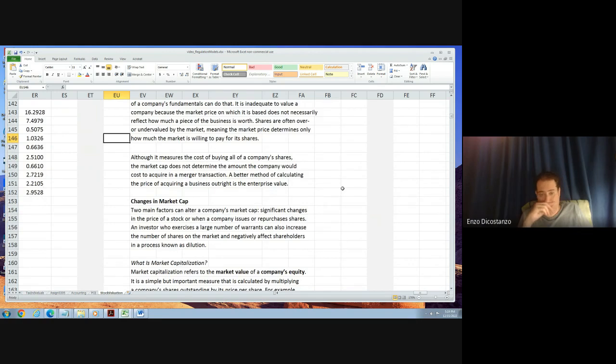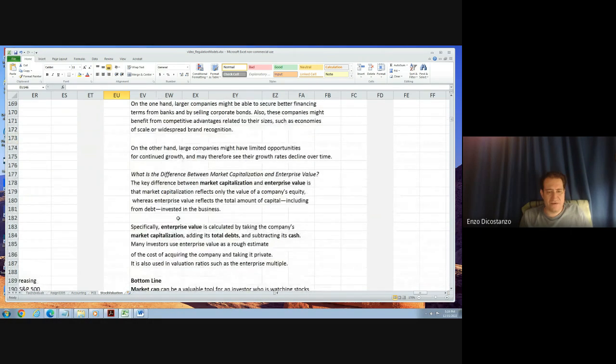So although it measures the cost of buying all of the company's shares, the market cap does not determine the amount the company would cost to acquire in a merger. A better method for calculating the price of acquiring a business outright is the enterprise value. Yeah. So we'll get to that. Actually, I don't have it here. Yeah, here we go. There's a definition here. This just says enterprise value.